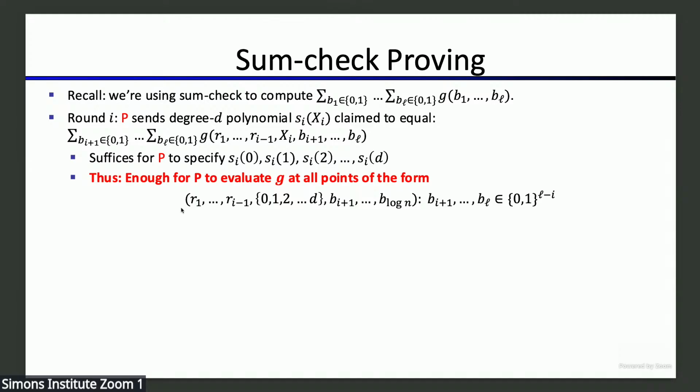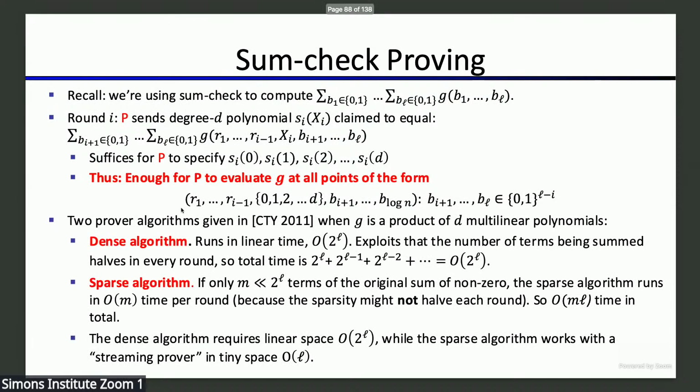Any questions about this? Okay, so back in 2011 with Cormode and Yi, we gave 2 different algorithms to implement this when G is a product of multilinear polynomials. That setting is sort of implicit in the paper, but anyway. One I call the dense algorithm. It runs in time 2 to the L, which is the number of terms in the original sum. So this is, in a sense, within a constant factor of optimal.